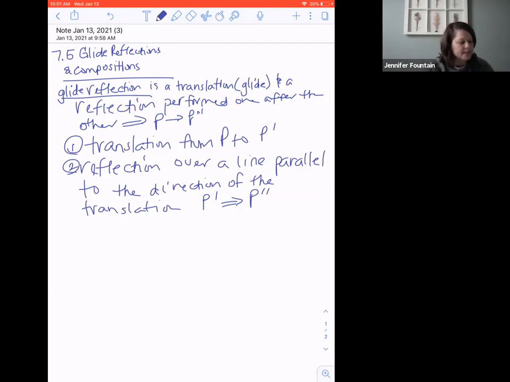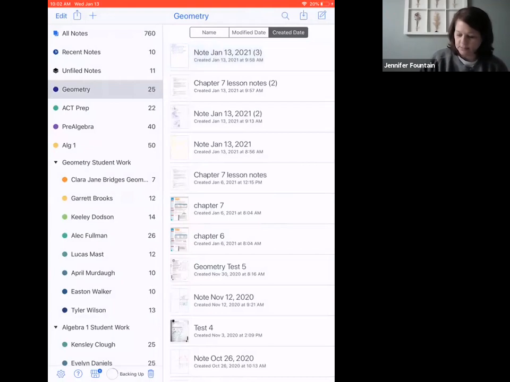All right, so let's look at example 1. It says finding the image of a glide reflection. Use the information below to sketch the image of triangle ABC after a glide reflection. So let me flip back to my text. Not there.